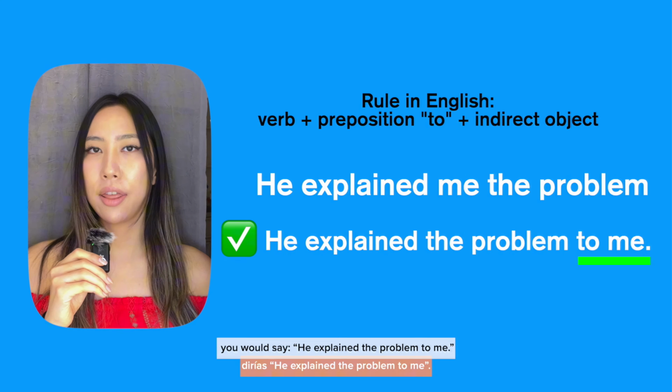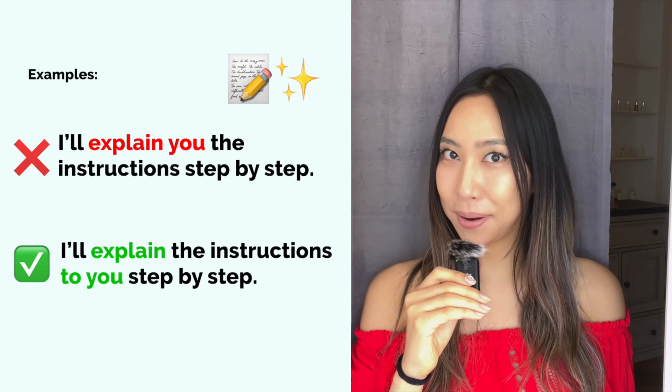He explained me the problem. Nope. He explained the problem to me. And here are more examples of using explain correctly with to before the indirect object. I will explain you the instructions step by step. Nope. I will explain the instructions to you step by step.